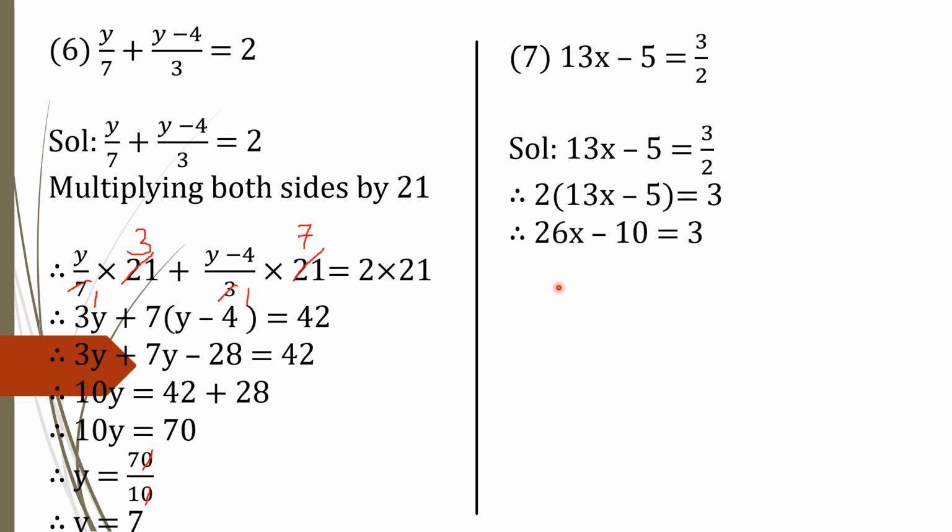That is therefore 26x, that is 13 into 2, 26. So 26x, then minus 5 into 2, 10. So we'll get minus 10 over here, equal to 3. Now student, we will bring minus 10 to the right hand side, so it will become plus 10. So next step, therefore 26x equal to 3 plus 10. Now let's solve further. Therefore 26x equal to 3 plus 10 equal to 13.